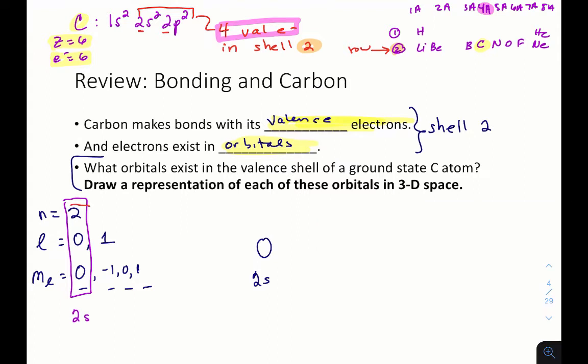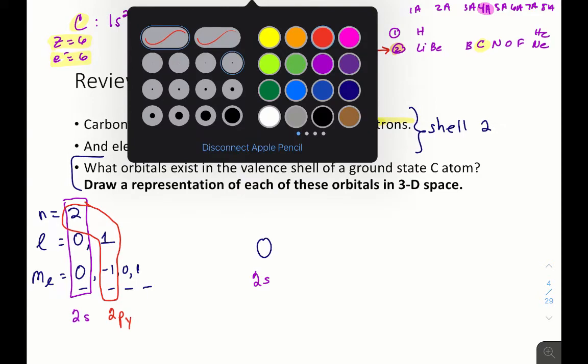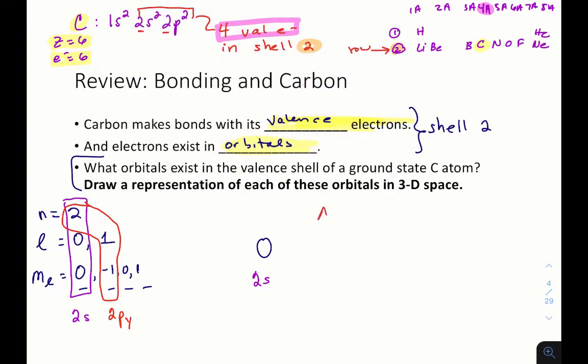Now, when n equals 2, L could equal 1, and m sub L could equal negative 1. We'll call this the 2py orbital, meaning that this orbital will be aligned on the y-axis. That designation is arbitrary. In other words, I am making a decision that m sub L equals -1 will be the 2py. It doesn't particularly matter. It just matters that all three of these p orbitals that I'm about to describe to you are oriented at a 90-degree angle from one another, as represented by the different values of m sub L.